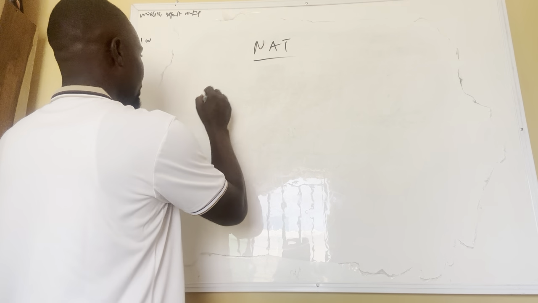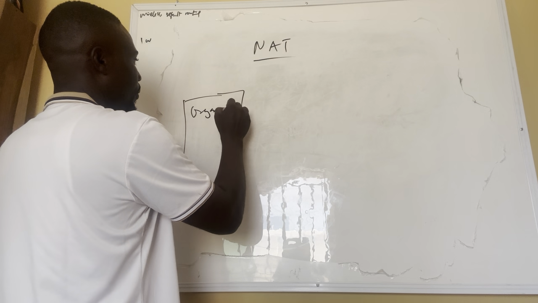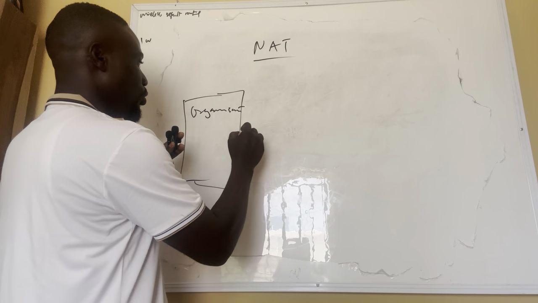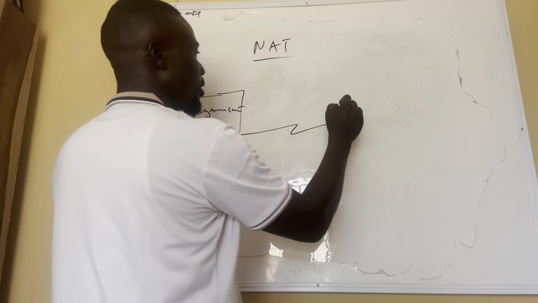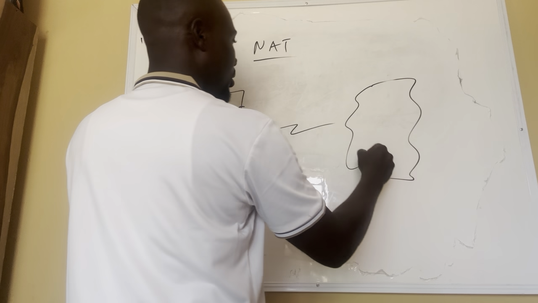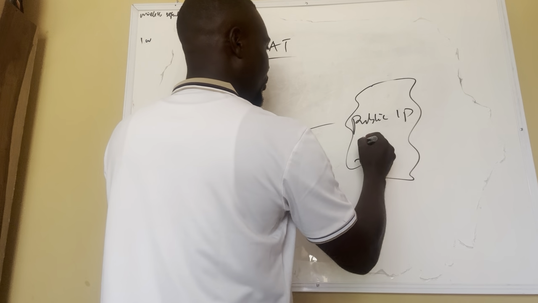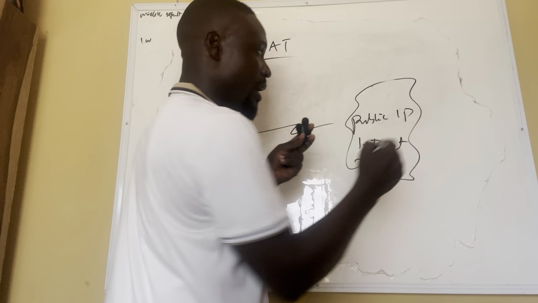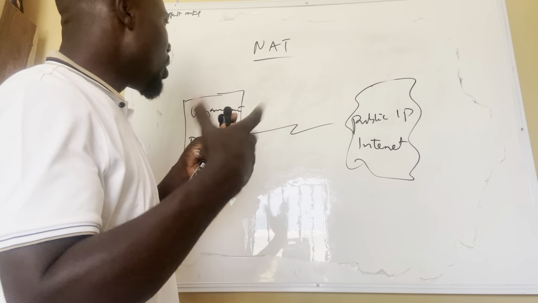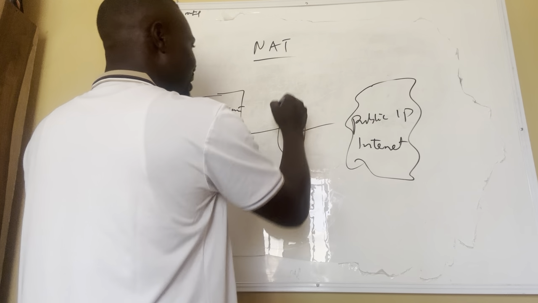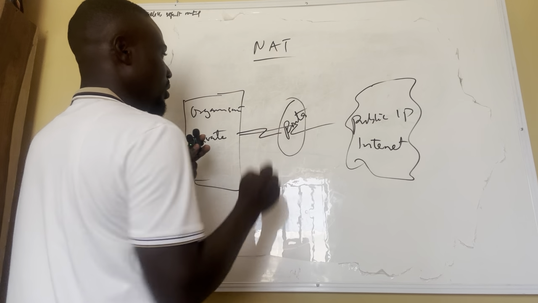Okay. Now, you are using private IP addresses to connect to the internet. Okay. Here we have public IP. The IP address of the internet is the public IP address. So now, you can be wondering, how come you were able to access the internet? Let's say this is the router, okay, that your company is connected to.